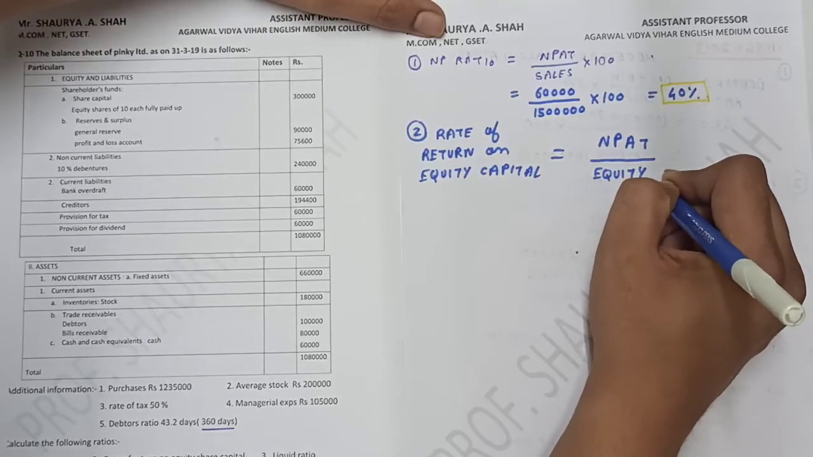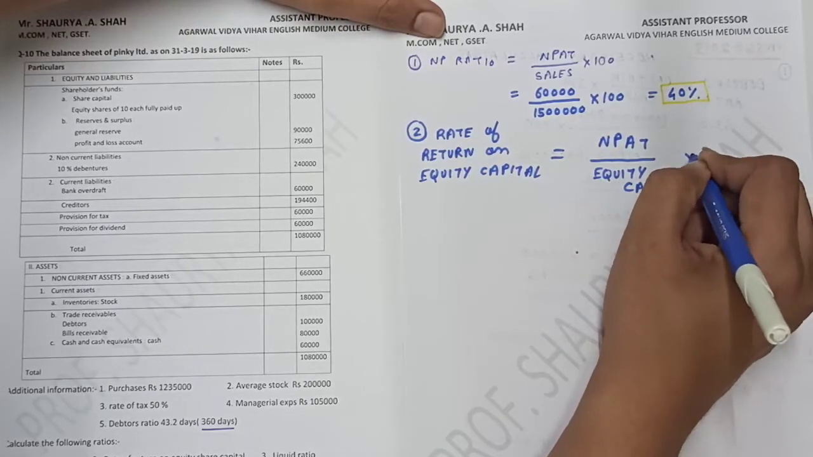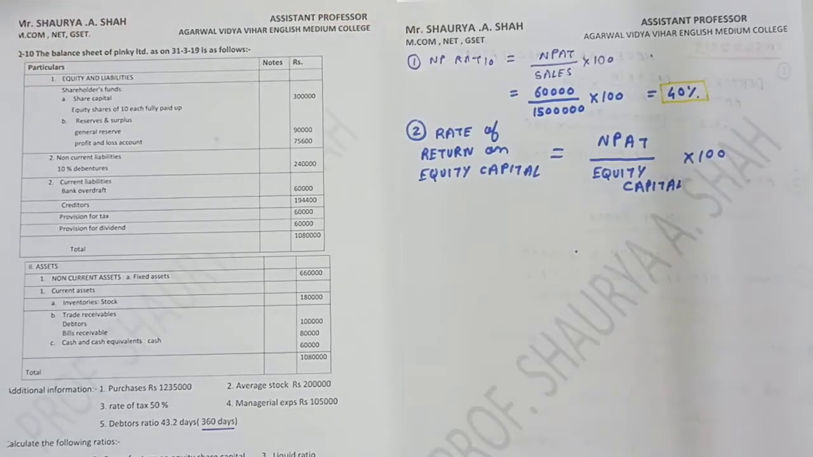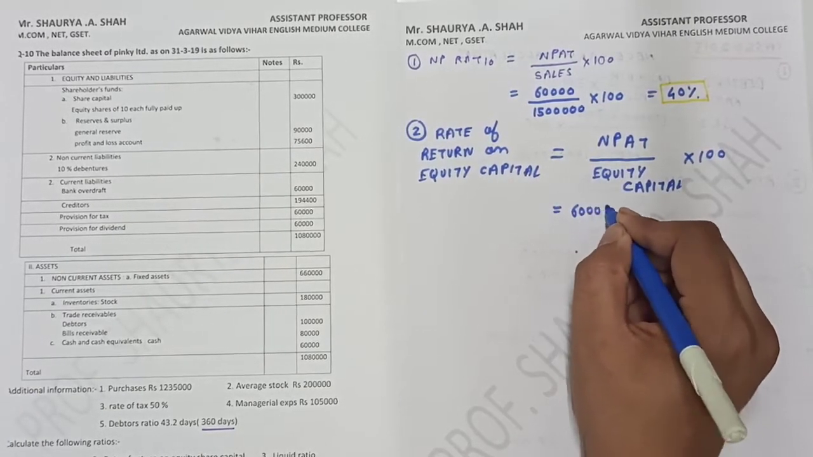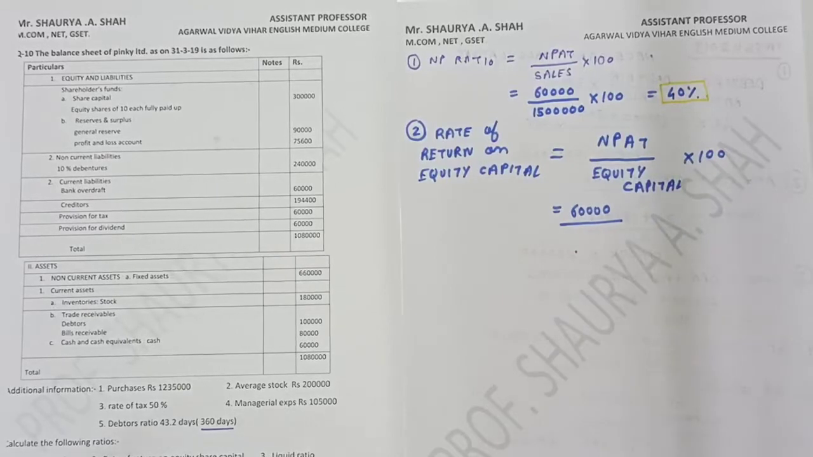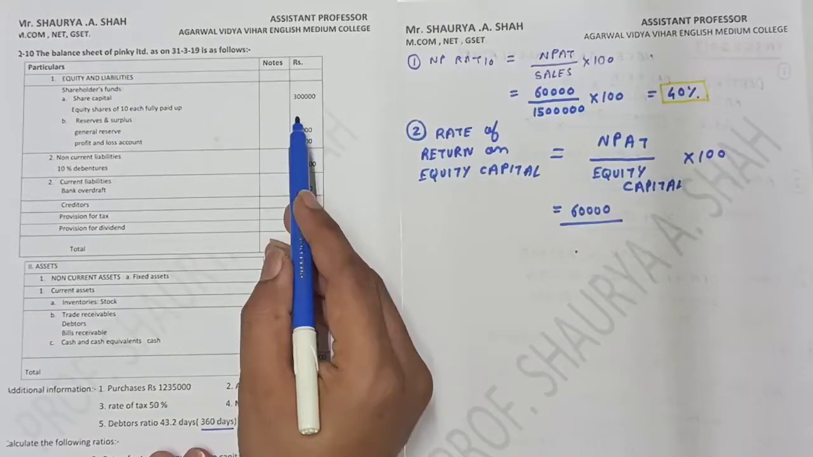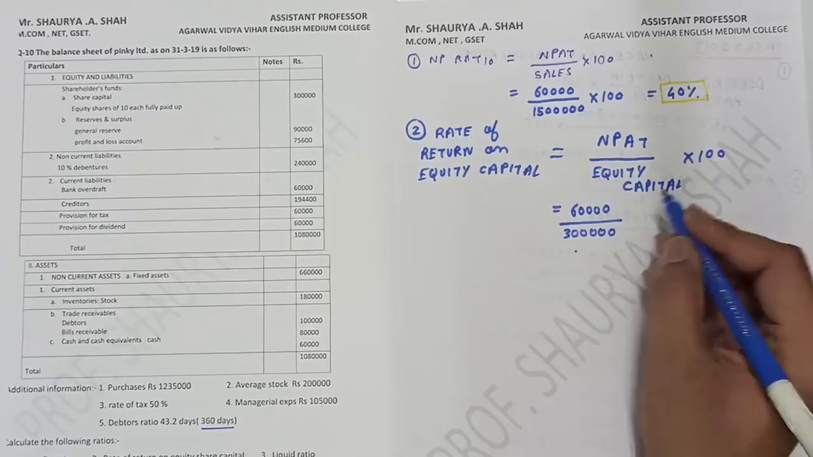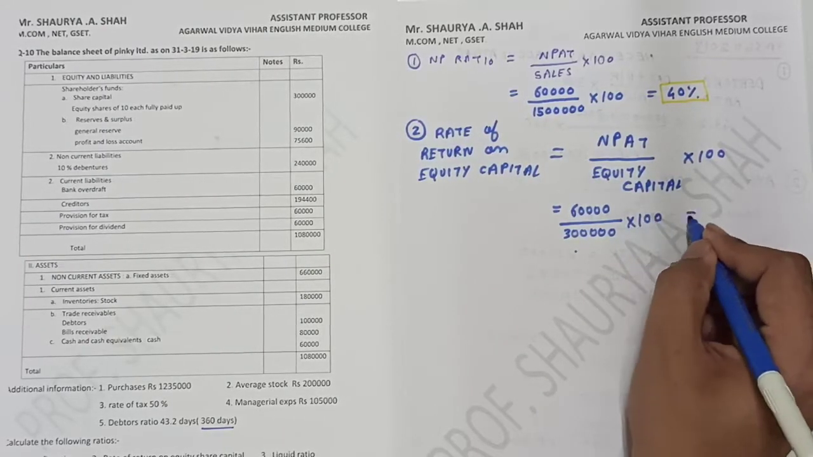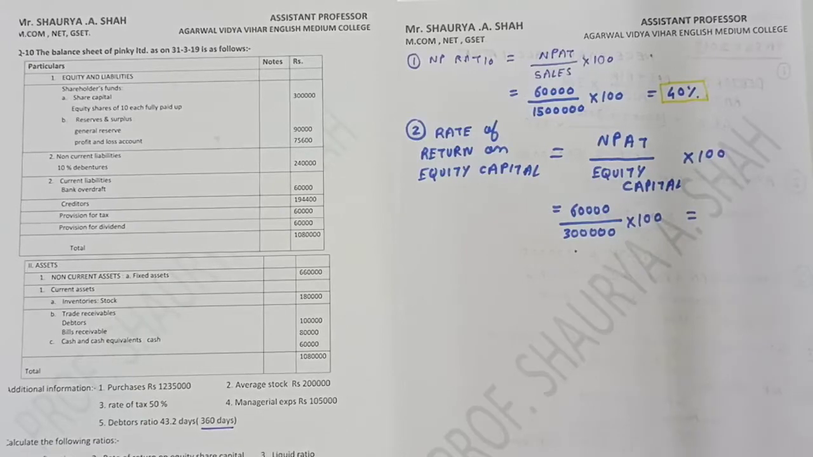For whom are we calculating? For equity, so take equity capital in the denominator: net profit after tax upon equity capital into 100, right? You have the answer of net profit, students, that is 60,000, divided by the equity capital. You can see it in the sum, it is 3 lakh rupees. So 60,000 divided by 3 lakh into 100.